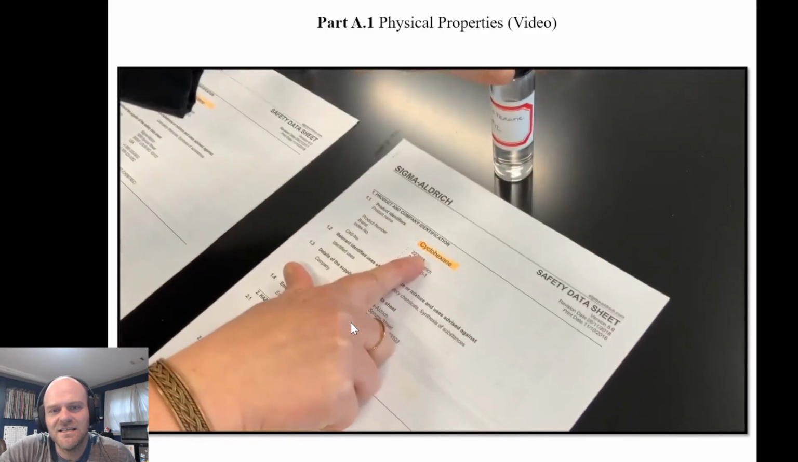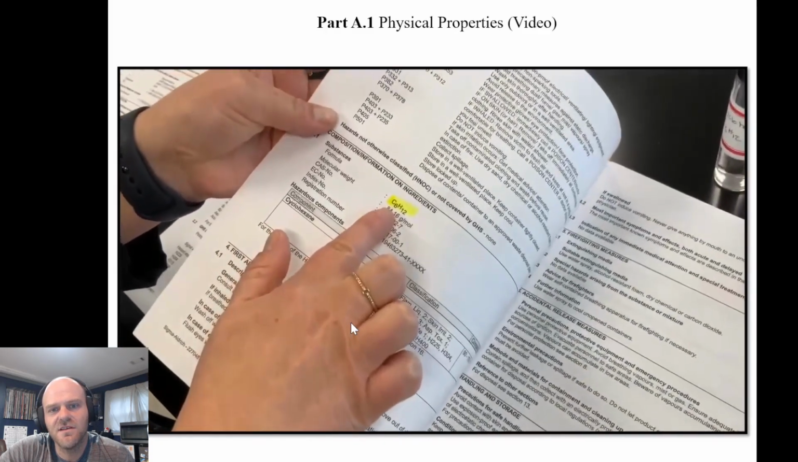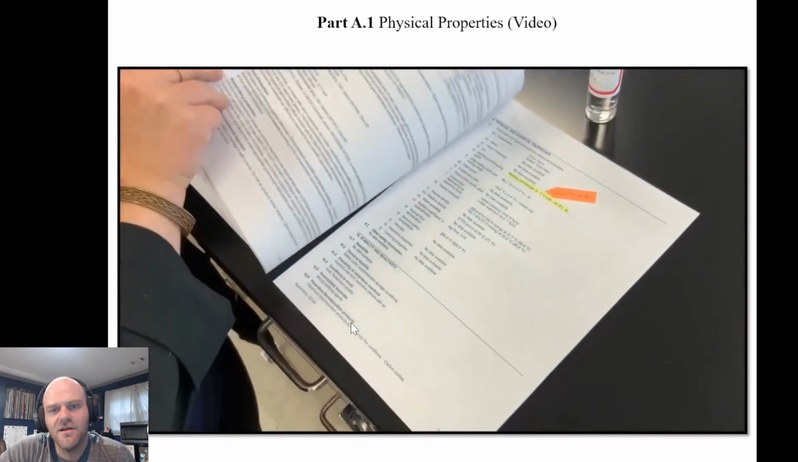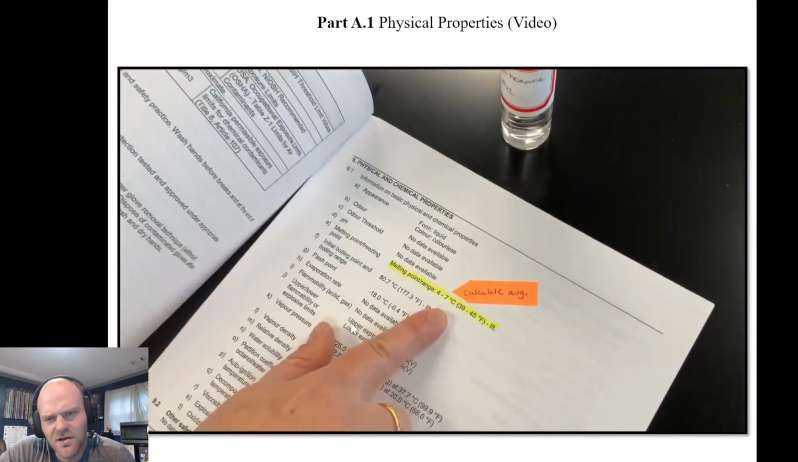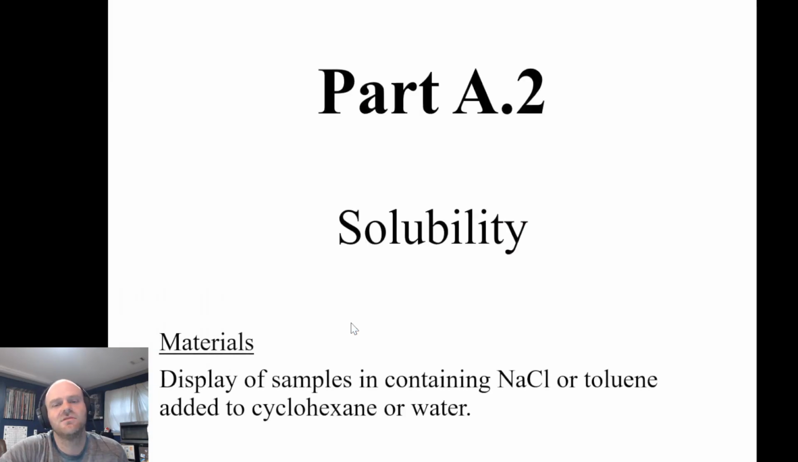Cyclohexane, C6H12. C6H12 is the chemical formula. And the melting point also should be really low, 4 to 7 degrees Celsius. Calculate the average between 4 and 7 degrees Celsius.